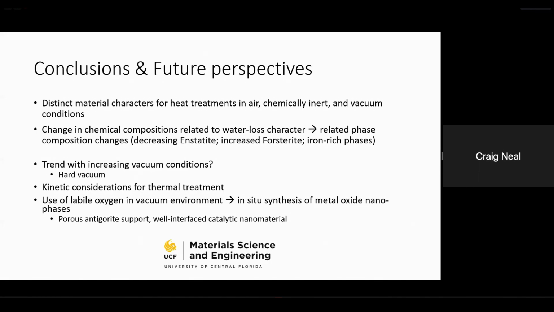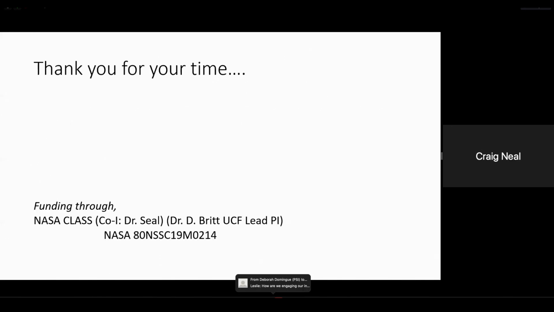So if we wanted to form our own phase of a relevant material, maybe for catalysis, we're thinking to do maybe a metal oxide nanoparticle synthesis on this antigorite substrate. And that could be accomplished by the dehydration of the surface and the oxidation of the metal salts to produce nanophases and a functional material. Okay.